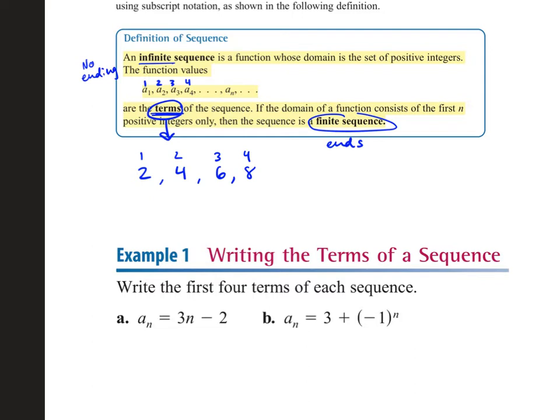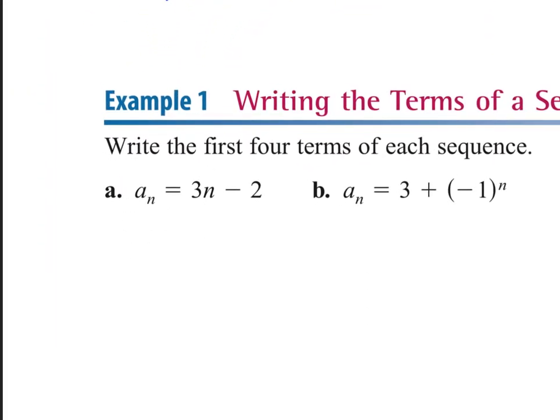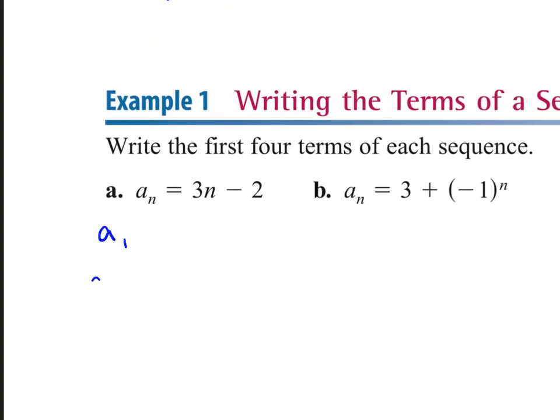So looking at example 1, it asks us to write the first 4 terms of each sequence. So we are going to find a1, a2, a3, and a4. This just tells us we plug in 1 into our n. So this would be 3 times 1 minus 2. What's 3 times 1 minus 2? 1. Awesome.